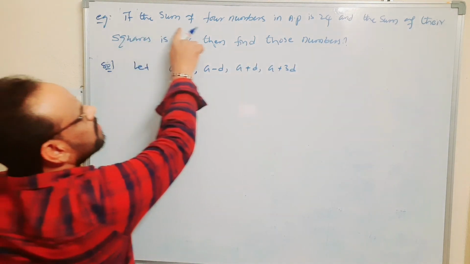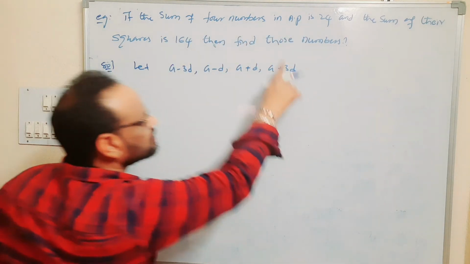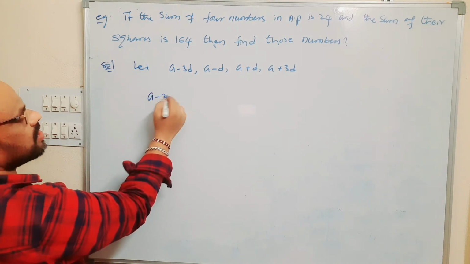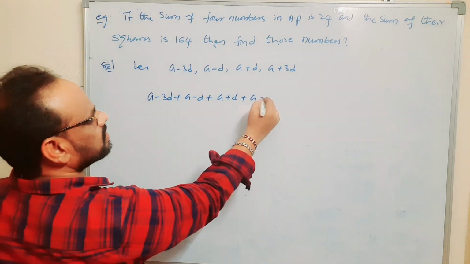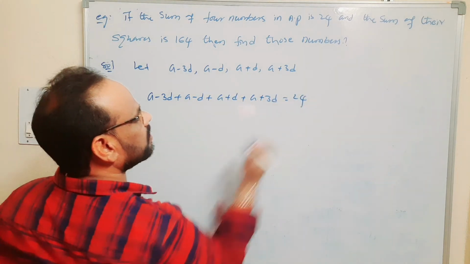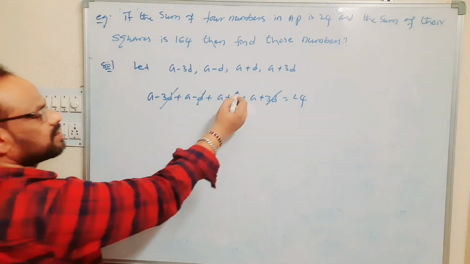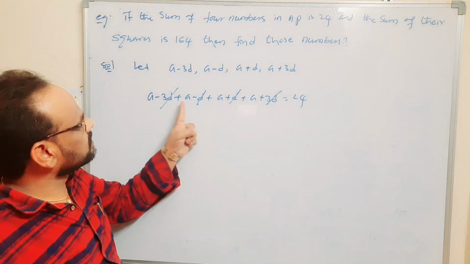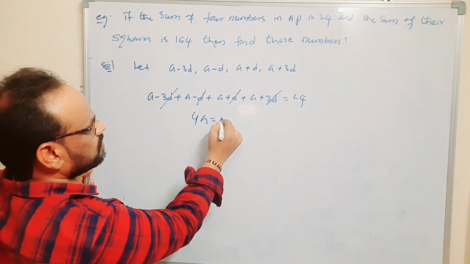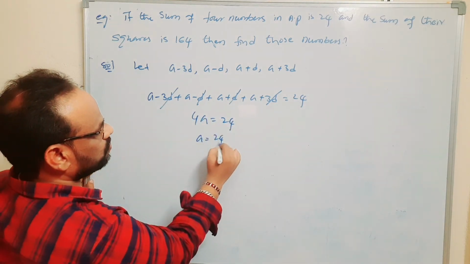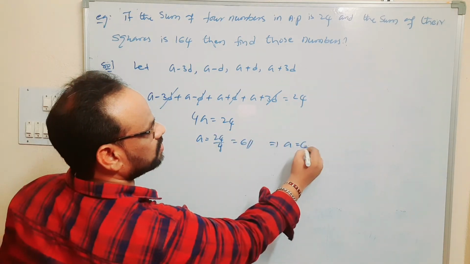Here the sum of 4 numbers in an AP is 24. That means a minus 3d plus a minus d plus a plus d plus a plus 3d is equal to 24. Observe here, minus 3d and plus 3d get cancelled. Minus d and plus d get cancelled. a plus a, 2a, plus a, 3a, plus a, 4a. 4a is equal to 24. a is equal to 24 by 4, that is nothing but 6. So a is equal to 6.